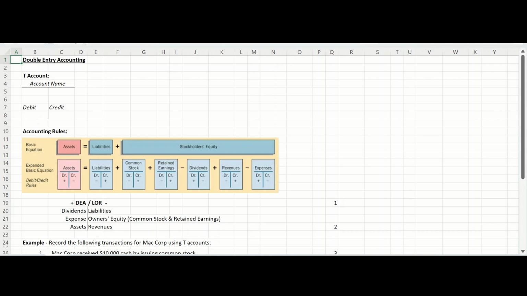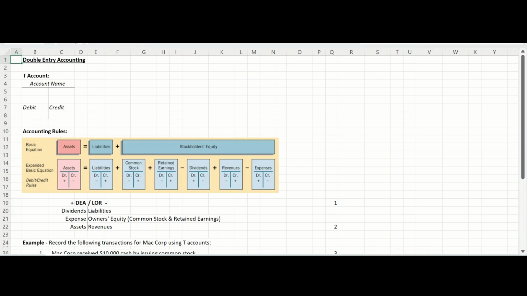Hello. This video will discuss the double entry accounting system. So for companies to prepare their financial statements, there must be a system in place to accurately capture the vast number of business transactions it has each year. The most widely used system is the double entry accounting system, and it's been used for hundreds of years given the effectiveness of this system.